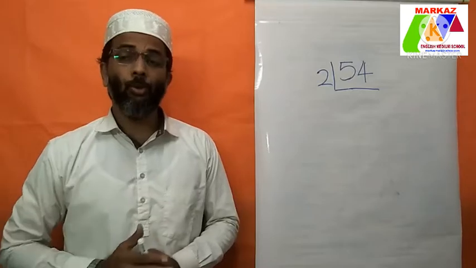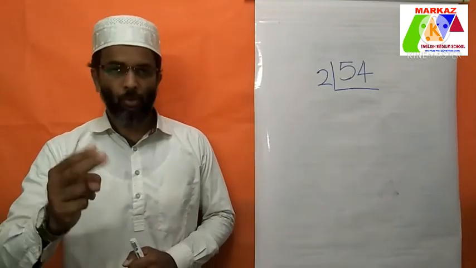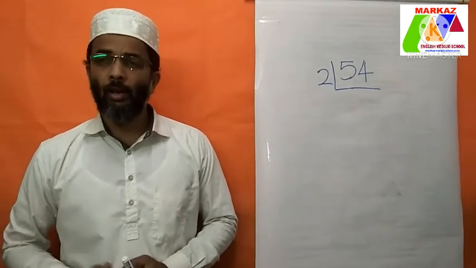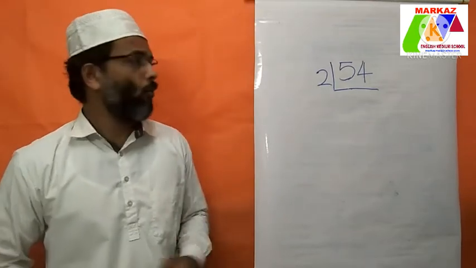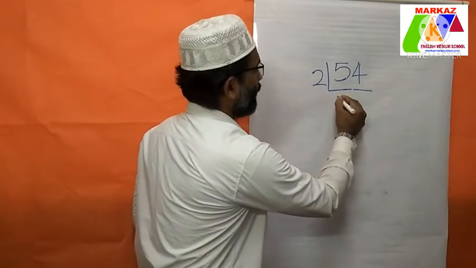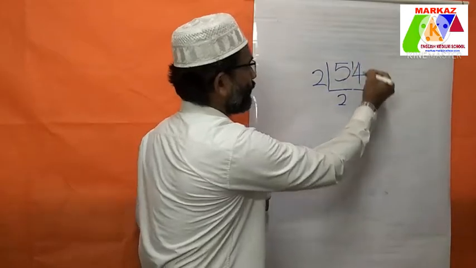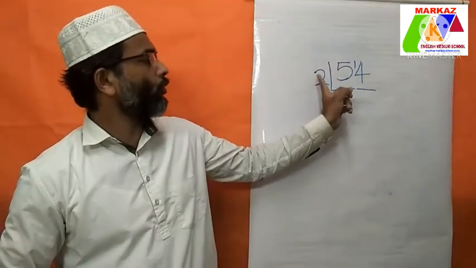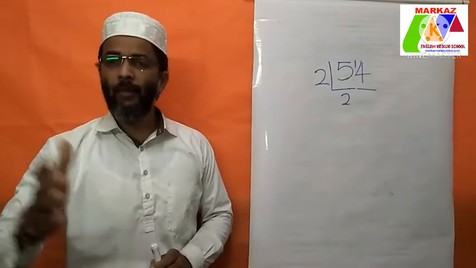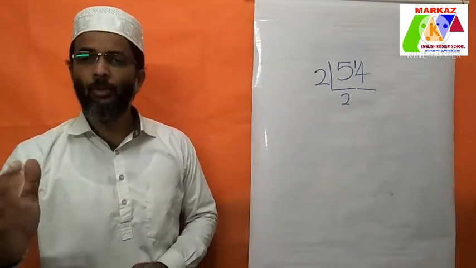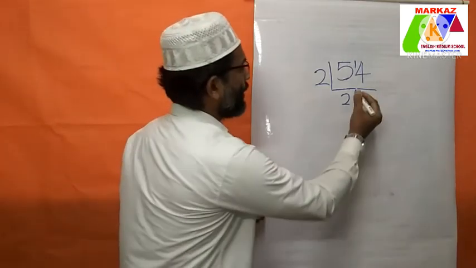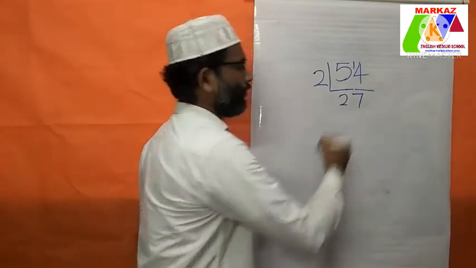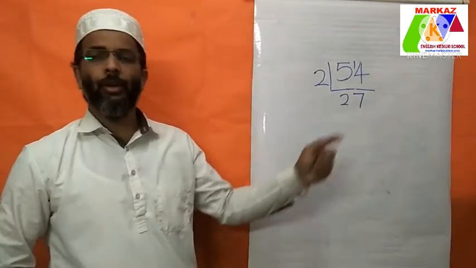So how many 2's in 5? 2 times 2 is 4. Remainder is 1. Now 14. How many 2's in 14? 7 times 2 is 14. Write 7. Quotient is 27.